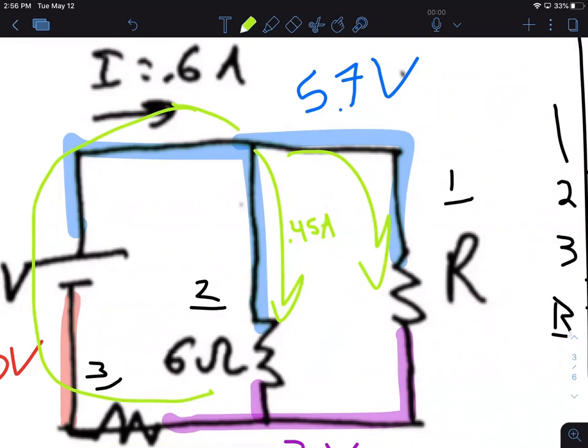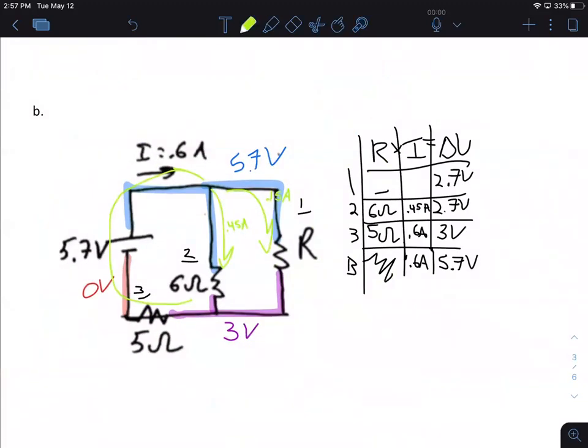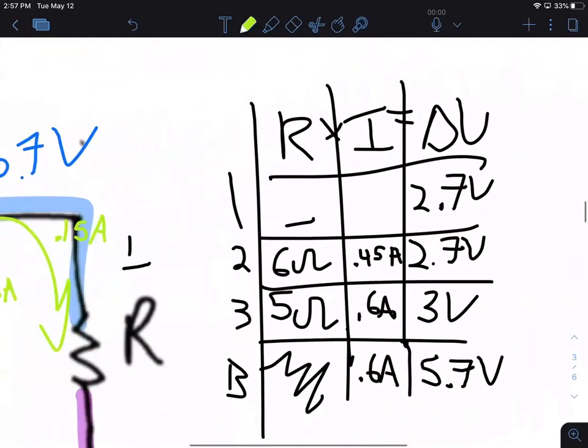How much? Well, current needs to be conserved. So I need to have 0.15 amps go down this branch. 0.6 divides up. If you add these together, you'll get back to 0.6. So let's follow that along. 0.15 is going down, and it's going through my unknown resistor. So for my unknown resistor, I can say it has 0.15 amps of current.